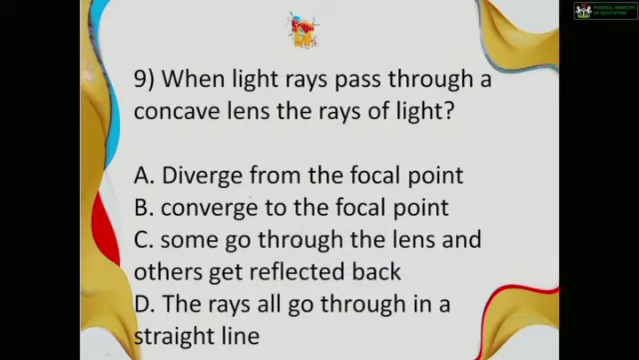The question is, when light rays pass through a concave lens, the rays of light: A, diverge from the focal point; B, converge to the focal point; C, some go through the lens and others get reflected back; and D, the rays all go through in a straight line. What is the correct option for this question?